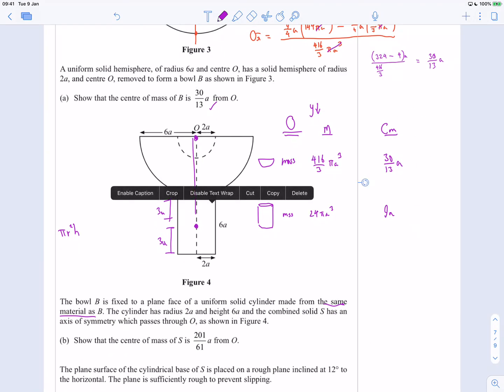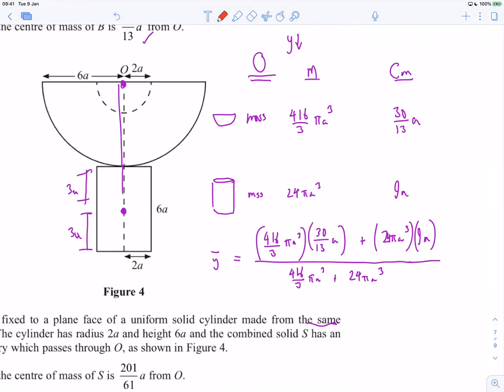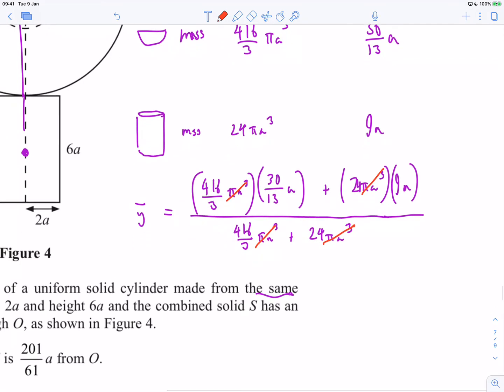So I'm guessing all we need to do is 416 over 3 pi A cubed, times that by 30 over 13A, plus 24 pi A cubed times by 9A over the joint mass, this is Y, of 416 over 3 pi A cubed plus 24 pi A cubed. Everything has a factor of pi A cubed involved, so I can divide by pi A cubed top and bottom. So it's all in terms of A, that's nice.